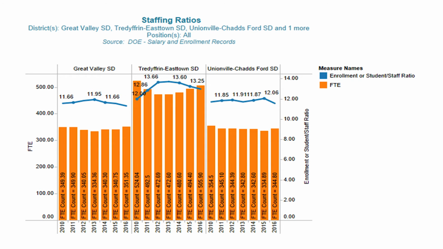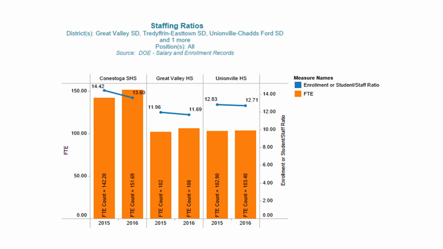In 2011, for example, Great Valley showed a ratio of 11.66 students to every teacher, while TE showed 12.86 students. Over time, we see that Great Valley's student-to-teacher ratio has remained lower than both of the other districts to which it is compared in this chart. If we look specifically at the high school level, this is the data we have. While both TE and Unionville-Chadds Ford lowered their student-teacher ratio from 2015 to 2016, their ratios are still slightly higher than those seen in Great Valley, where we have 11.69 students to every full-time equivalent staff member.